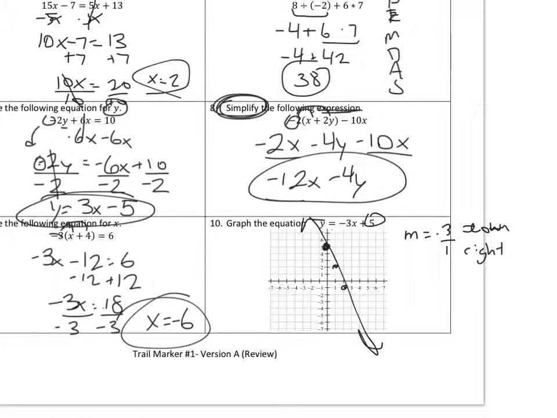Okay, guys, 7 minutes. Watch whatever you need to watch over and over again. And take a look. This is the work you got to do. These are the 10 skills you got to do to pass trail marker 1. Okay, good luck.